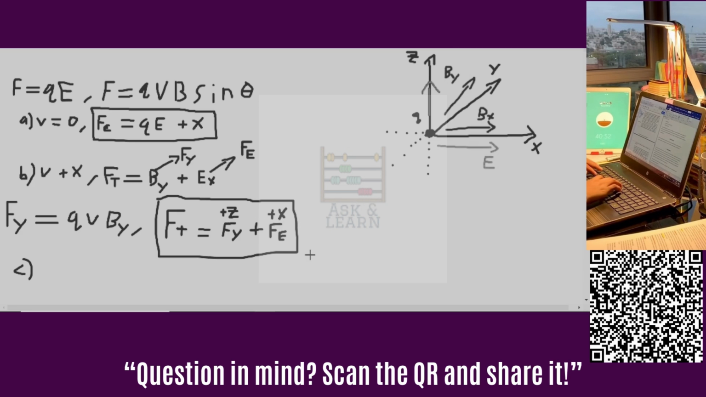Okay, that's all finished. Let's go back to part C. So we have a velocity. It's actually the same as it was in part B, same number, but it's pointing up in the positive z direction instead of in the positive x direction.